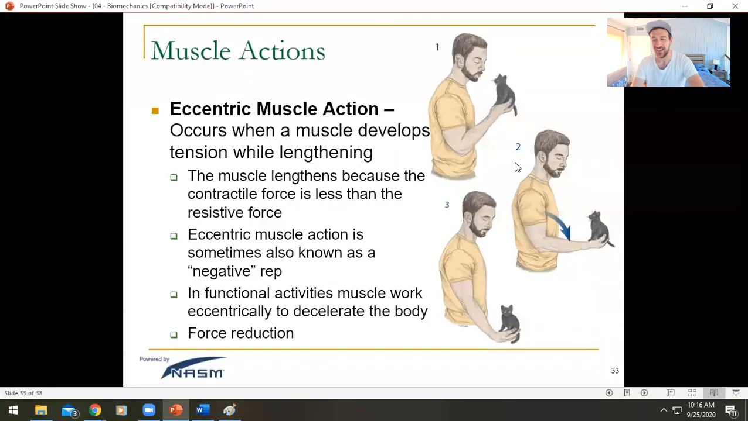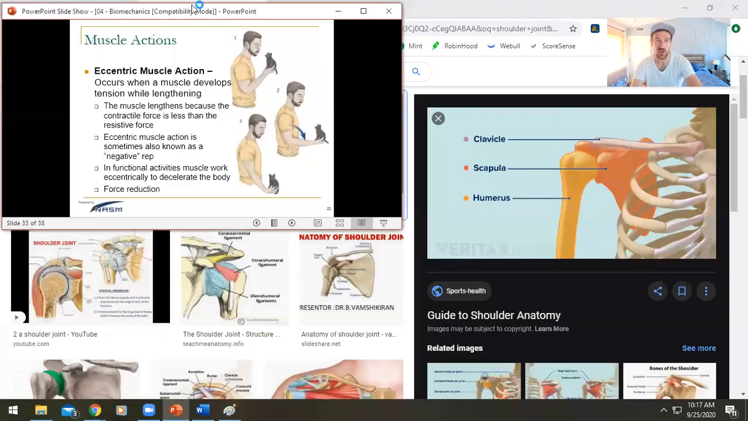So this guy right here, he's allergic to cats. So he's like, all right, I'm going to eccentrically move this cat gently away from my body. So he is lowering the cat down, right? That's eccentric. He is lengthening his bicep. So the muscle lengthens because the contractile force is less than the resistive force. So this cat weighs, I don't know, 5 pounds, right? He is generating, let's say, 4 pounds of force in his muscle. So then the cat weighs more than the force he's generating, and that's going to pull his muscle apart and lengthen it, right? This is sometimes known as the negative portion of a rep, right?